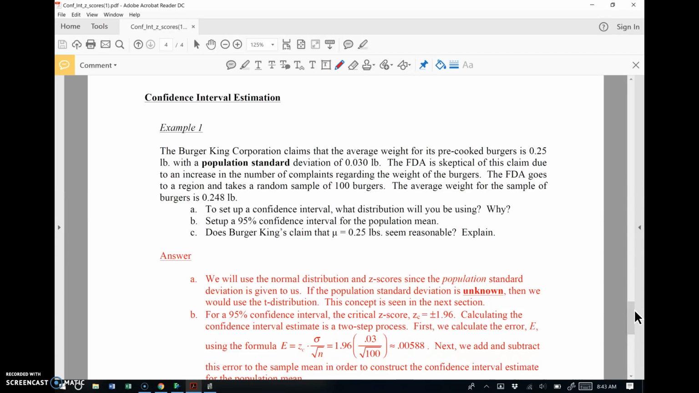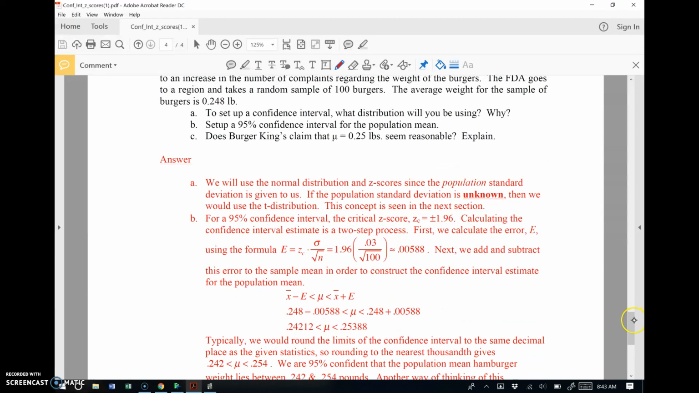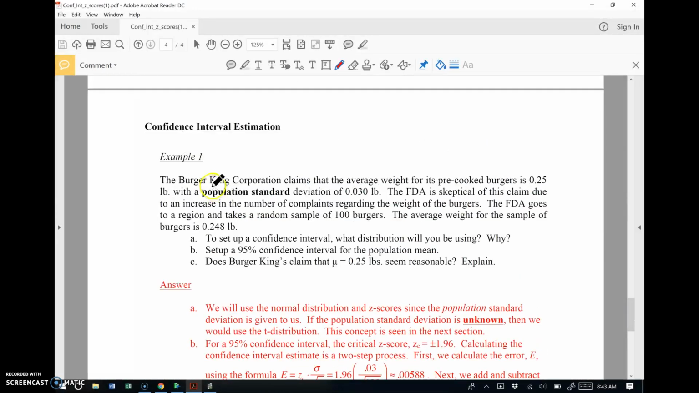All right, so letter A. To set up a confidence interval, what distribution will you be using and why? Well, if you remember from Statistics 1, if you are given the population standard deviation, which we are, it says here, population standard deviation, that means we use the normal distribution and z-scores. Now, if you're given the sample standard deviation, s, then we would be using the t-distribution. So for letter A, we'll use the normal distribution and z-scores since the population standard deviation is given to us. If it were unknown, then we would use the t-distribution. This concept is seen in the next section as well.